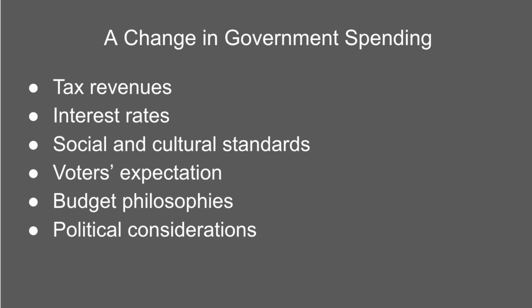Social and cultural standards. If society expects us to do certain things or doesn't want us to do certain things, or for example, pollution, we have to spend money to reduce pollution. Voters' expectations, again, a lot of this has to do with politics. If voters expect that the government will bring in a policy of $10 a day daycare, that's going to impact spending. Budget philosophies. Different political parties will have different philosophies in terms of more government spending, less government spending, buying this, buying that, not buying this, not buying that.